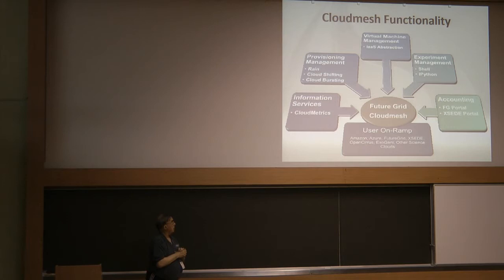And here it mentions some of the systems we're compatible with: Amazon, FutureGrid itself, XSEDE, which is this big national facility in the US, OpenCirrus, which is an old cloud system in the U.S., and ExoGENI, which comes from the networking community and is a distributed grid. And we also have various other systems scattered around the world we can access.